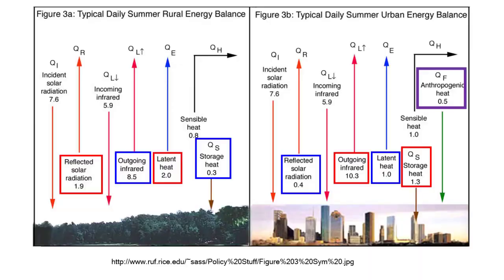radiation is absorbed and reflected and re-emitted. And this creates a positive feedback loop, especially with the increase in outgoing infrared. It's quite a lot higher over the city. That increase in outgoing infrared will then be absorbed by the molecules above the city and re-radiated in various directions.